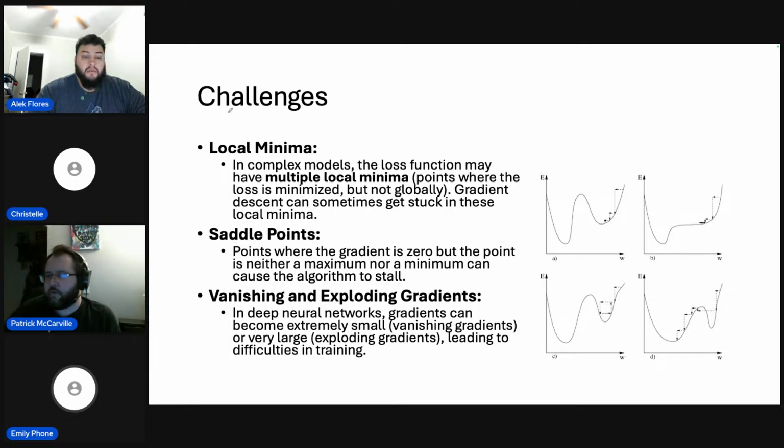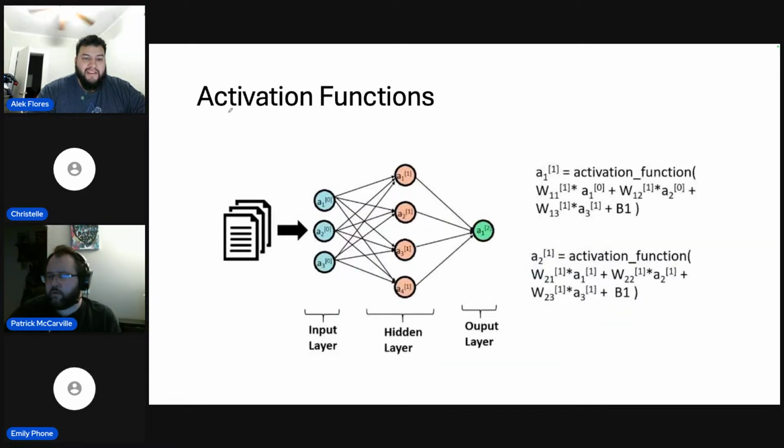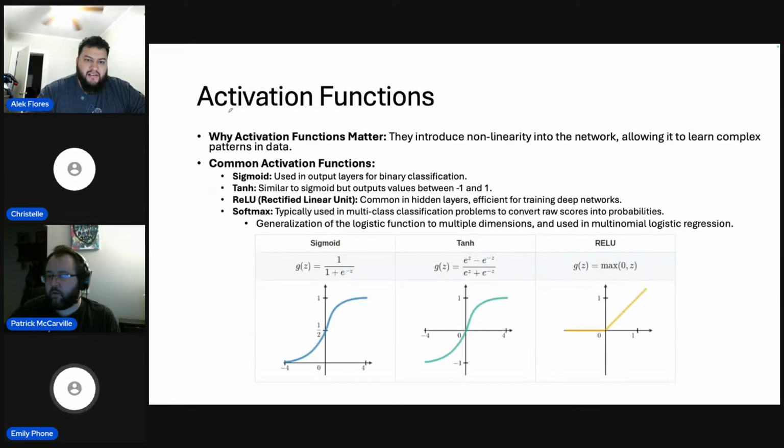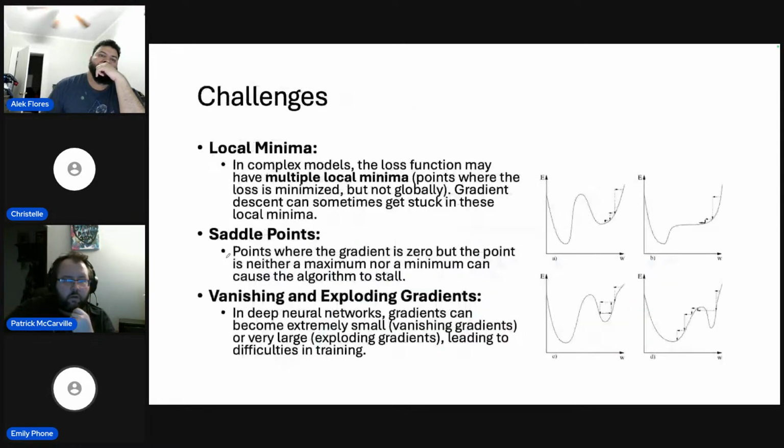Let's talk about these challenges, and then we'll come back to activation functions, because we've already talked about them quite a bit, and it's a perfect place to pick up, refresh, and start from here. So let's talk about a few challenges with gradients and finding the optimal parameters for neural networks.